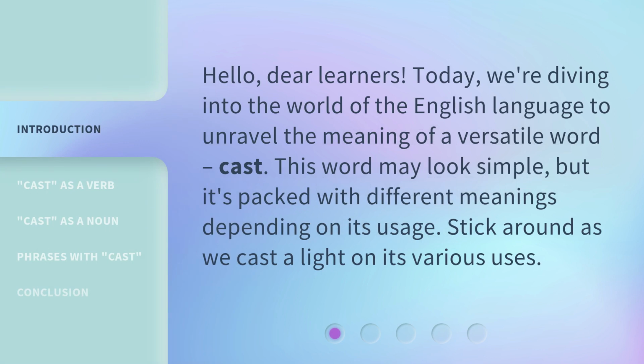Hello, dear learners. Today, we're diving into the world of the English language to unravel the meaning of a versatile word, cast. This word may look simple, but it's packed with different meanings depending on its usage. Stick around as we cast a light on its various uses.